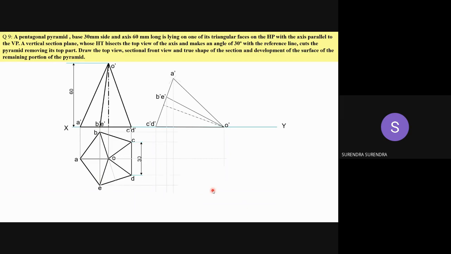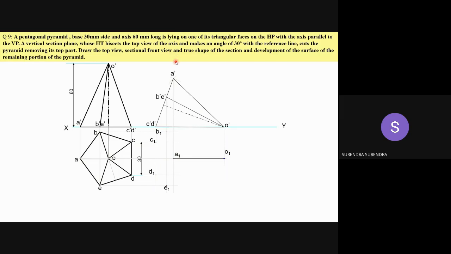Mark those respective intersection points. Projection from A dash and A, let it be A1. Similarly, projection from B dash and B, B1, C1, D1, E1, O.